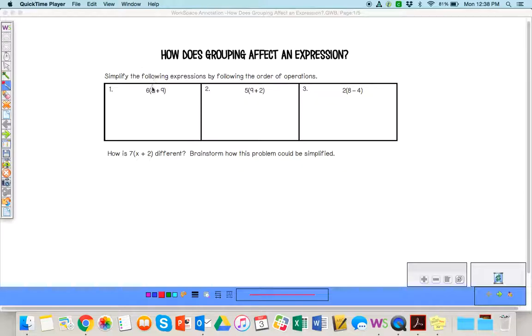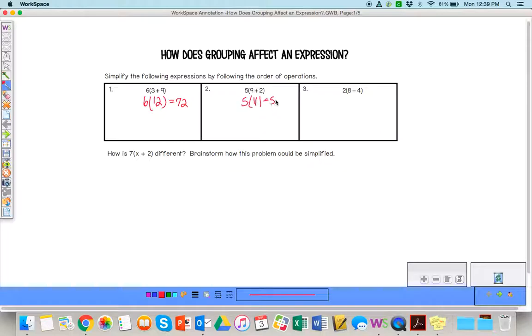Using order of operations, we do 3 plus 9, which is 12. Then 12 times 6, which is 72. Same thing: 9 plus 2 is 11, times 5 is 55. 8 minus 4 is 4, times 2 is 8. But what if we had a problem like this?